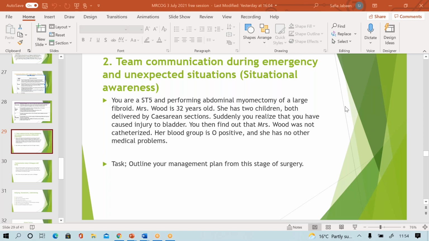So in these scenarios, in intraoperative or any major kind of emergencies, again, the first thing is you will immediately say, I will tell the team that I'm suspecting this injury.